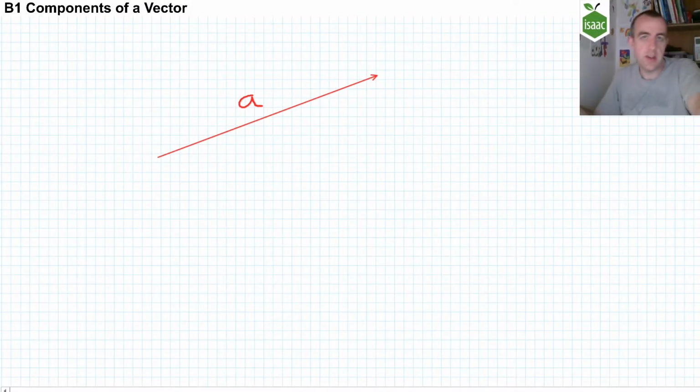This video is about B1, components of a vector. Vector quantities such as displacement, velocity, acceleration, force, momentum can be represented graphically as an arrow, where the length of the arrow is the magnitude of the vector and the direction of the arrow is the direction of the vector.